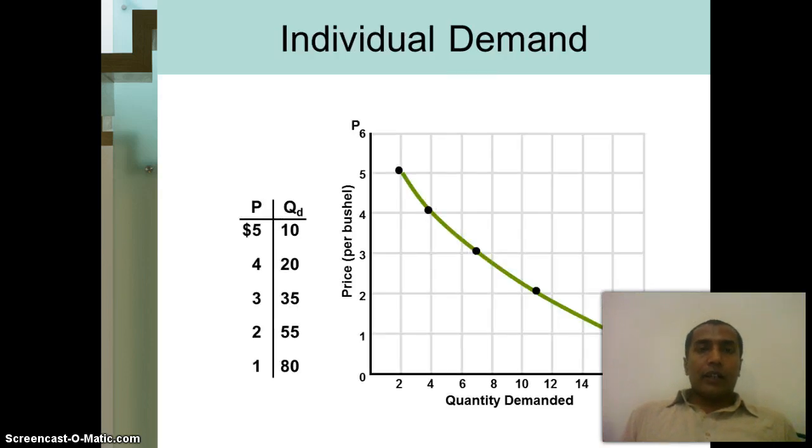This is our basic demand schedule, which indicates the relationship between price and quantity demanded, and this is the demand curve, which again indicates the relationship between price and quantity demanded in a graphic way. Both the demand schedule and demand curve indicate that as price decreases, quantity demanded increases.